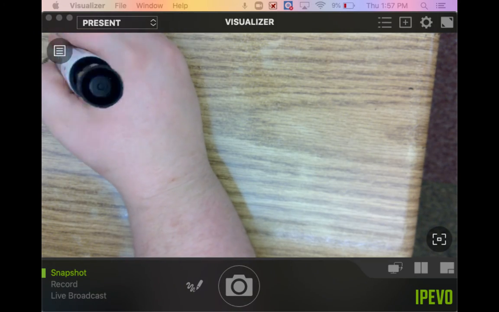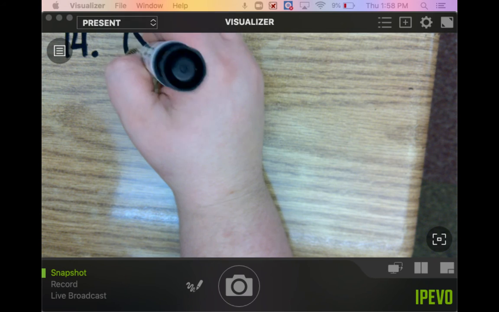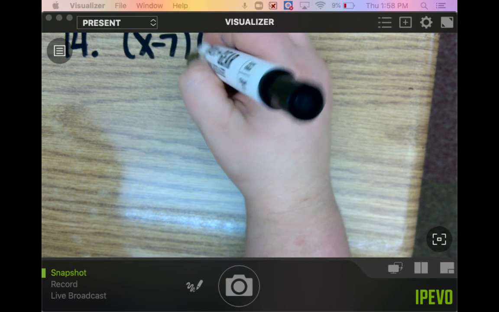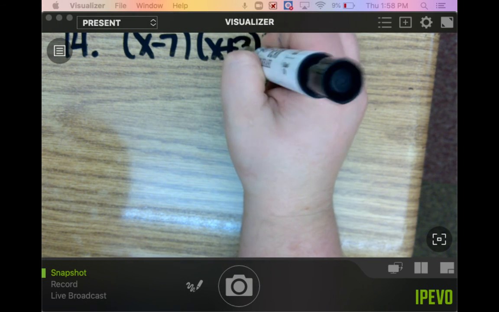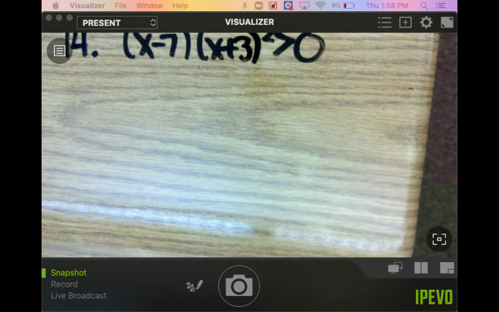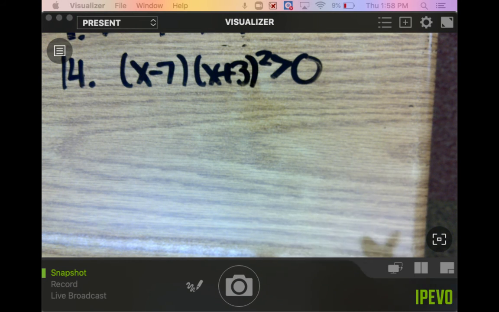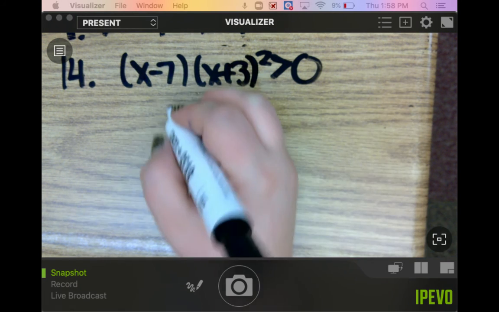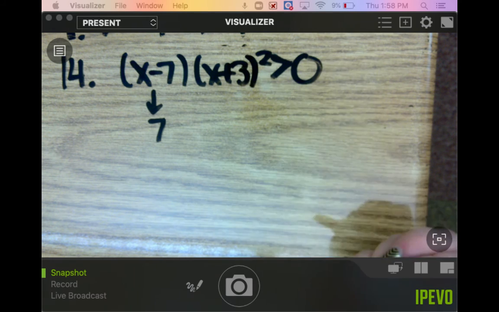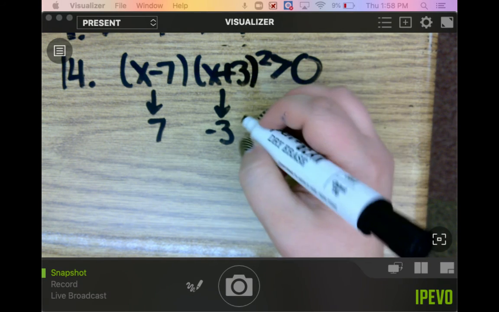Last final one. Finally, we have one that's not less than 0 this time. Okay, so this is the original problem. This one has a 0 at 7. This one has a 0 at -3. And because it's squared, it is a double.